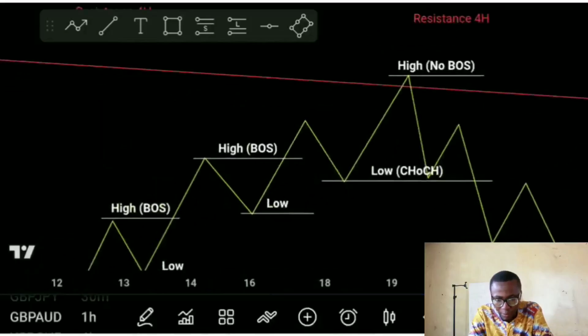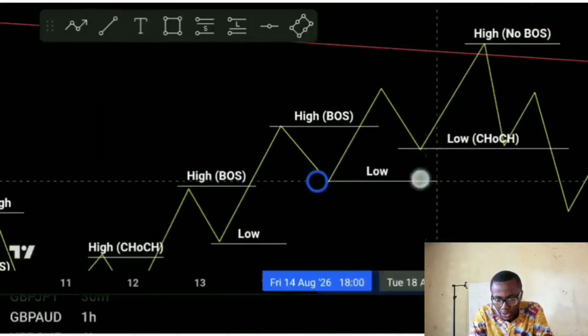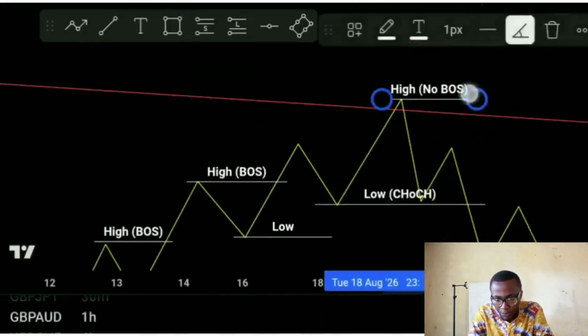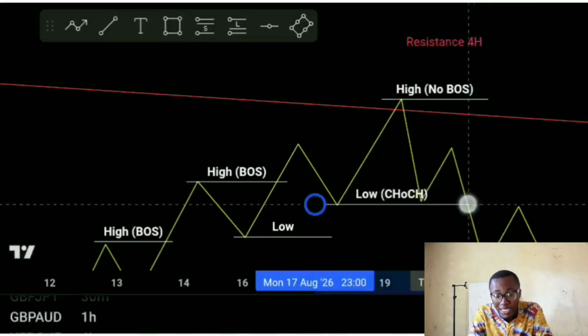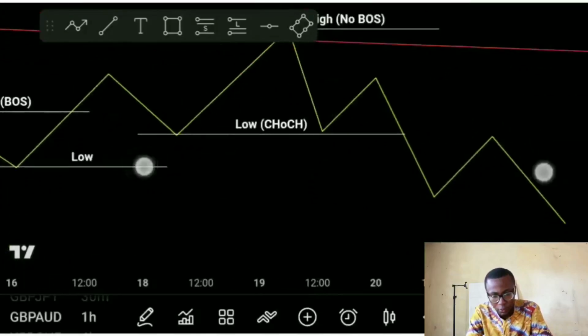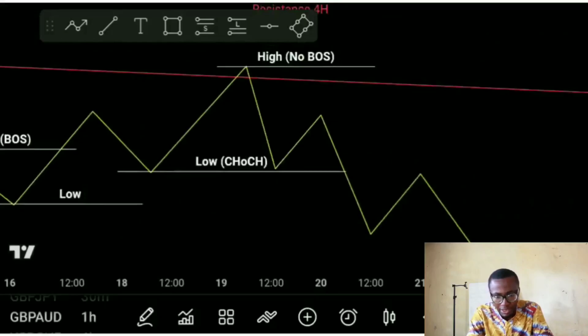Look at this low, no break here, but the high, there is break here. Look at this high, no break. Now the low has been broken. So when the low is broken in an uptrend, it becomes what? A downtrend. So currently, it's moving towards a downtrend.